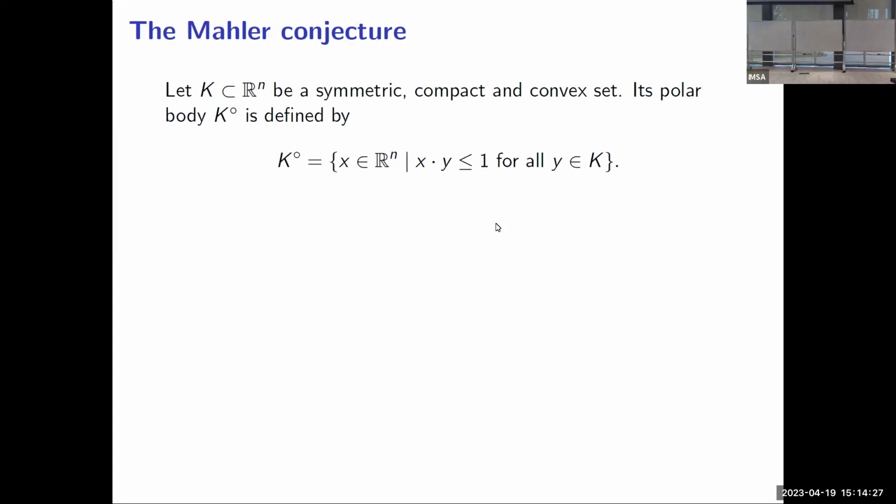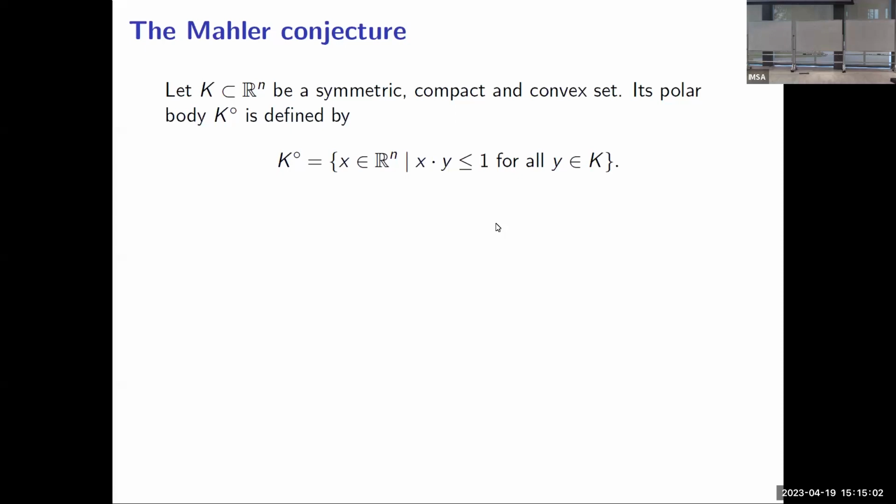Okay? Another way to think of it is you can think of K as the unit ball of some norm. The norm is determined by K. And then K polar is the unit ball in the dual norm. Okay. Symmetric just means symmetric with respect to the origin. So x is in K if and only if minus x is in K. So you need that to have an actual norm. Otherwise you have a semi-norm or something. You can still talk about polar bodies in that setting, but the Mahler conjecture will be a little different.